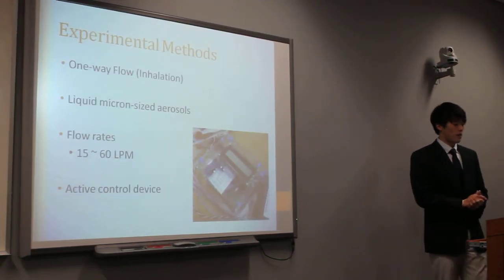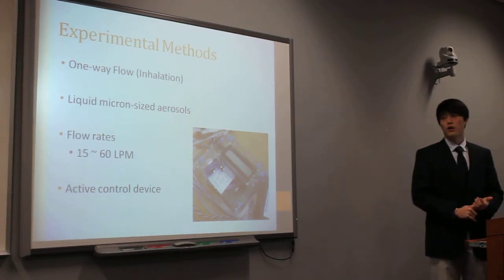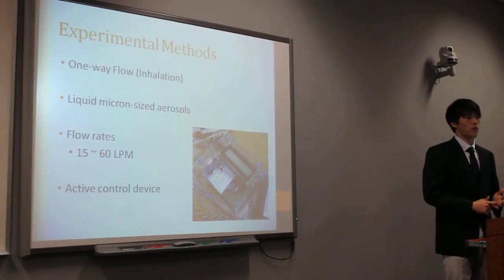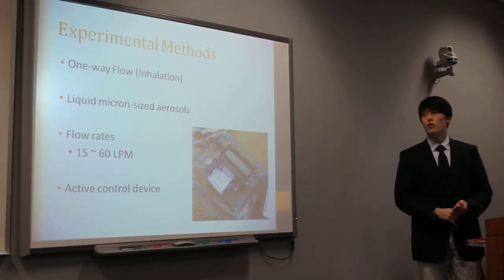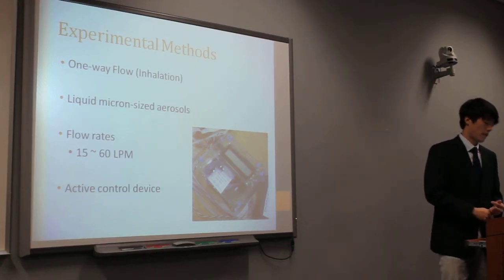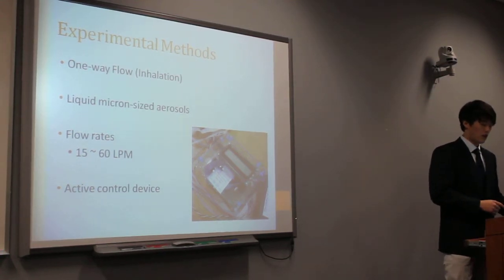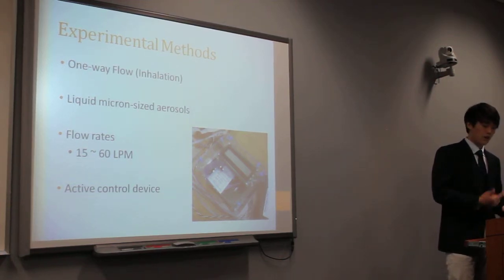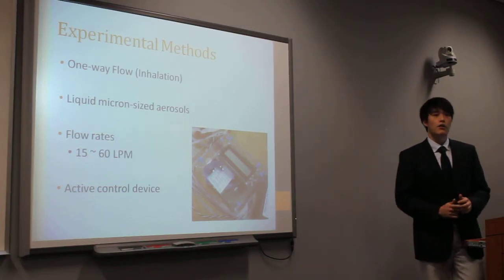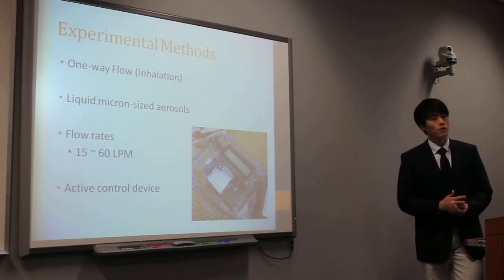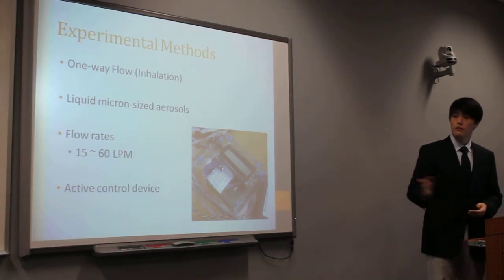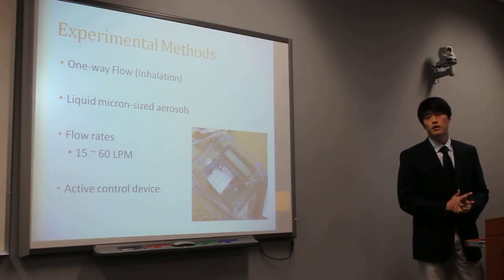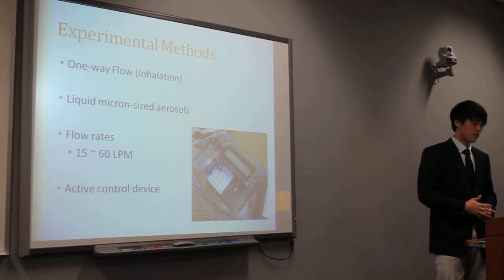So for the experimental method, particles of 0.1% fluorescent and 0.4% oleic acid were suspended in a solution composed of 400 cc of alcohol and 100 cc of DI water. And this solution was used to generate liquid micron-sized aerosol through the vibrating orifice aerosol generator. The average generated particle sizes were from 4.5 to 7 micrometers, and the airflow rates studied were from 15 to 60 liters per minute, which represent from the rest to heavy exercise state.